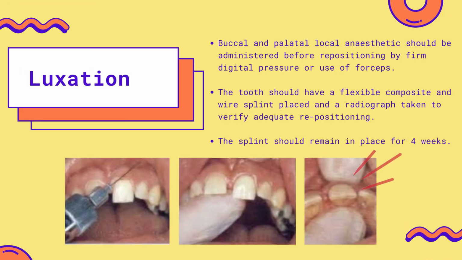In luxation, buccal and palatal local anesthetic should be administered before repositioning by firm digital pressure or use of forceps. The tooth should have a flexible composite and wire splint placed and a radiograph taken to verify adequate repositioning. The splint should remain in place for 4 weeks.